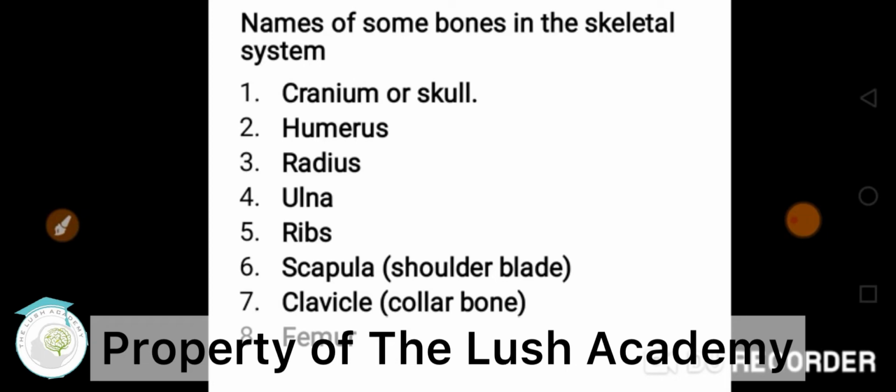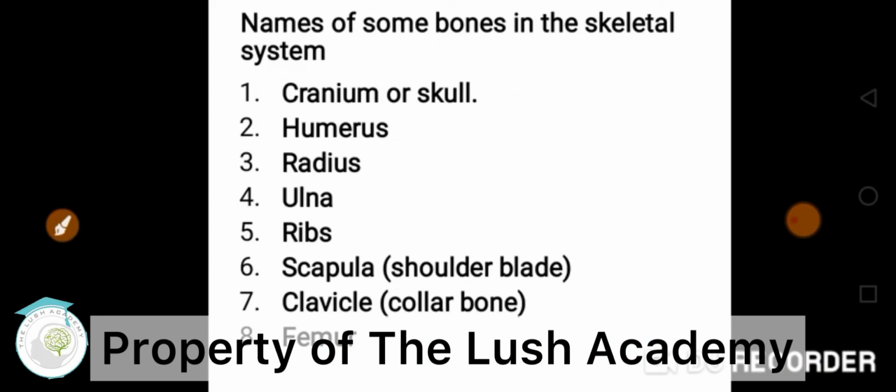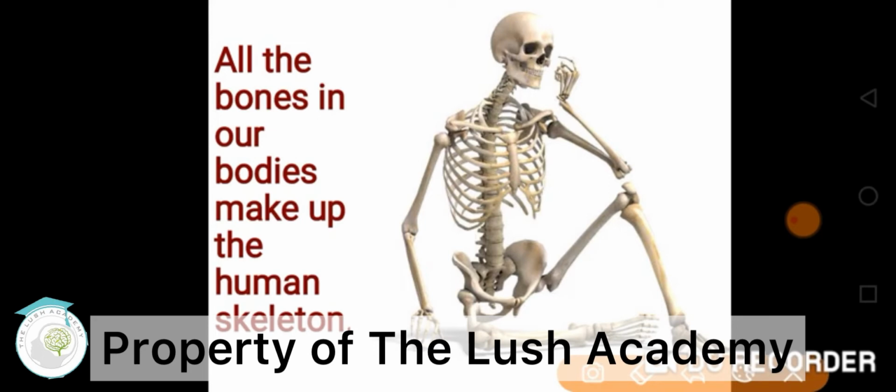Now, names of some bones in the skeletal system. There are bones in the skeletal system, and we need to know their names. The cranium or skull. This is the cranium or the skull. It covers the brain. The humerus. This is the humerus. This is the radius and ulna. There are two bones here. This is just one bone, but there are two bones here. One is the radius, the other is the ulna. The smaller one is called the ulna.